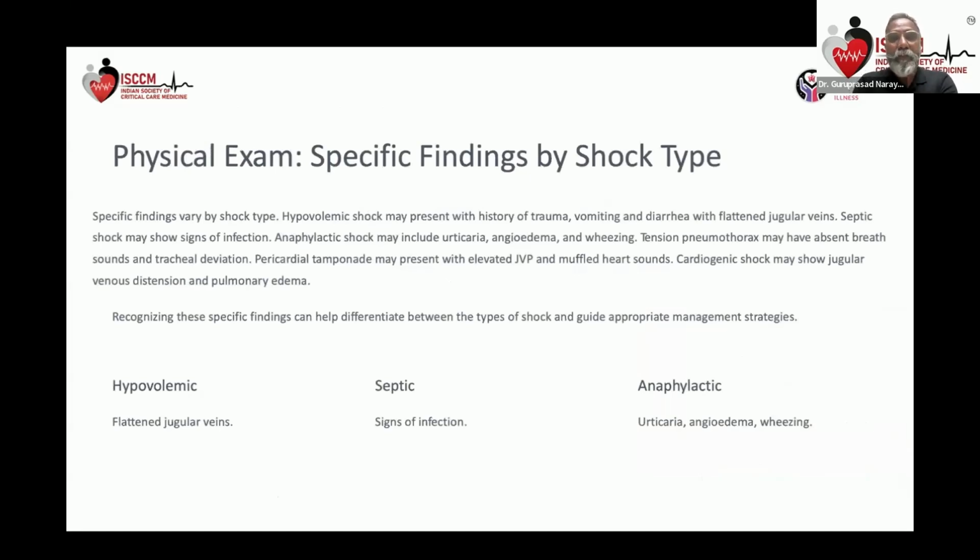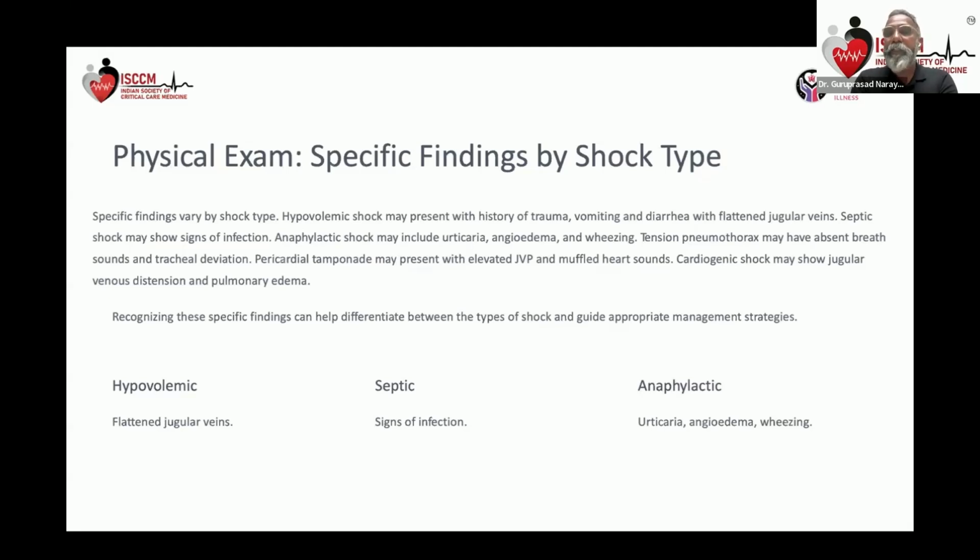So what are the specific findings by shock type? If a patient is hypovolemic, basically his intravascular volume is less, and what happens is you get a flattened jugular vein, whereas a warm patient with a history of some infection has a septic shock, or a patient who has been exposed to a drug or some insect bite can land up with urticaria, angioedema, and wheezing, which can be an anaphylactic shock.